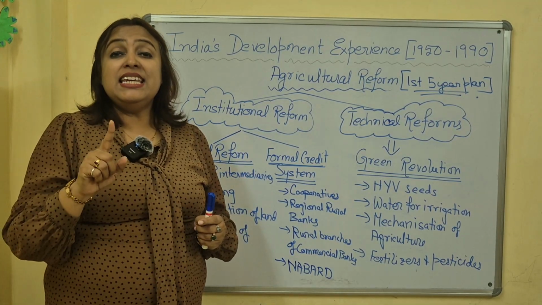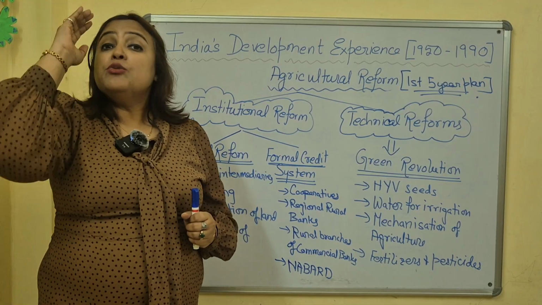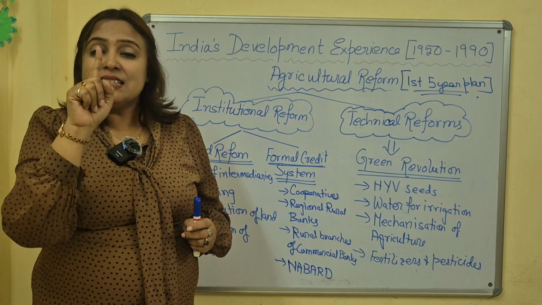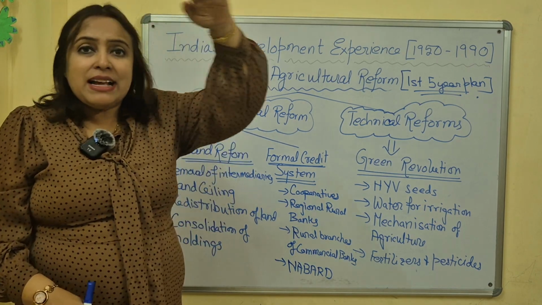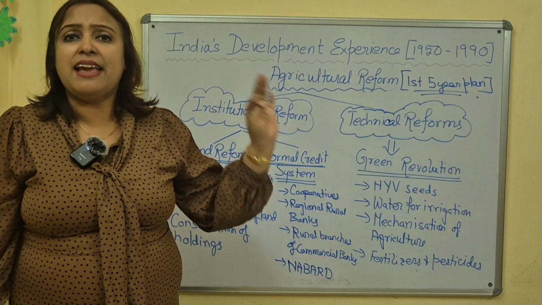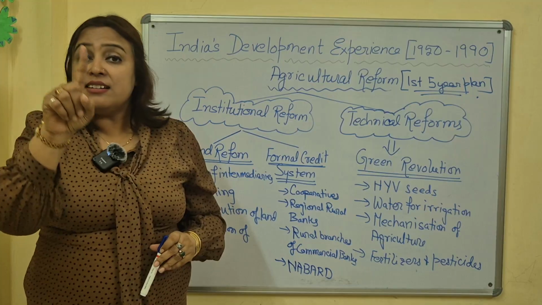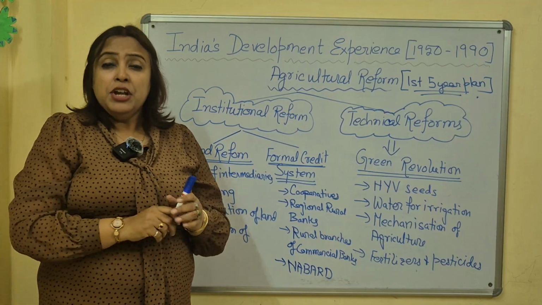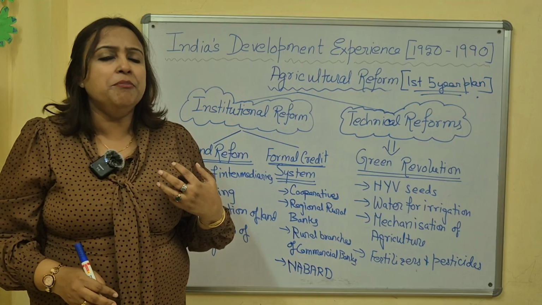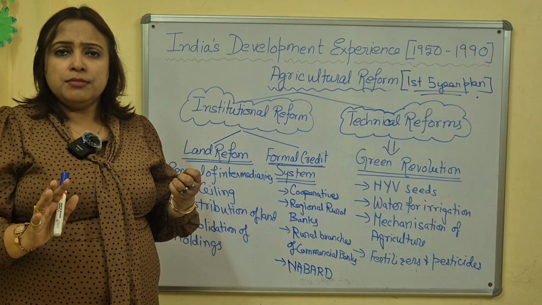Land ceiling, C-E-I-L-I-N-G. Ceiling means the roof of your room. What does the ceiling do? It doesn't allow us to go beyond. Land ceiling means fixing the maximum limit till which one can hold land. Say in a state, it may be 10 hectares. So if a zamindar has 20 hectares, 10 hectares is excess land. Obviously, this excess land will be taken away from him by the government by providing a very meager compensation.